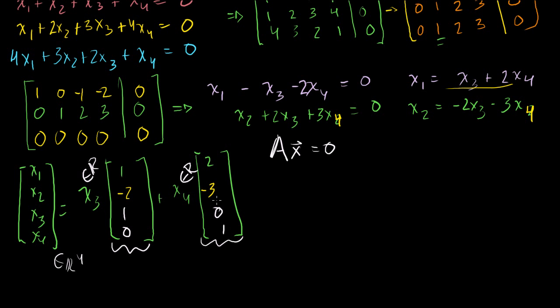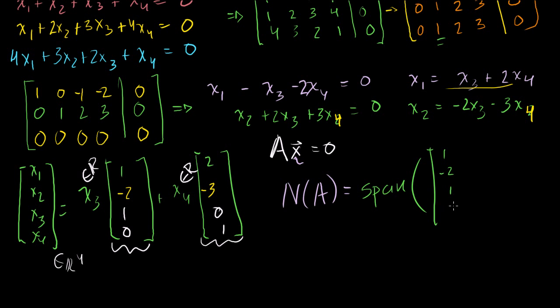Well, what's another way of saying a linear combination of two vectors? So let me write this. The null space of A, which is just the solution set of this equation, it's just all of the x's that satisfy this equation, equals all of the linear combinations of this vector and that vector. Well, what do we call all the linear combinations of two vectors? It's the span of those two vectors. So it equals the span of the vector 1, minus 2, 1, 0, and the vector 2, minus 3, 0, 1. And this is our null space.